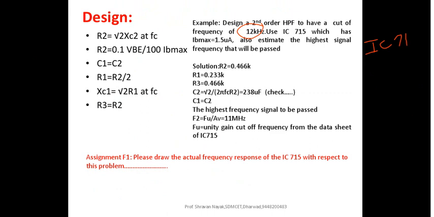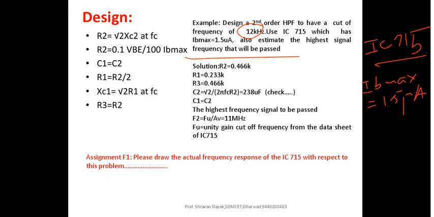Use IC715, which has IB max equal to 1.5 microampere. So this is slightly different here compared to the conventional examples that we have been taking earlier, right? And also estimate the highest signal frequency that will be passed. So slightly different, but it is very simple. Anyway, we will look into these things.